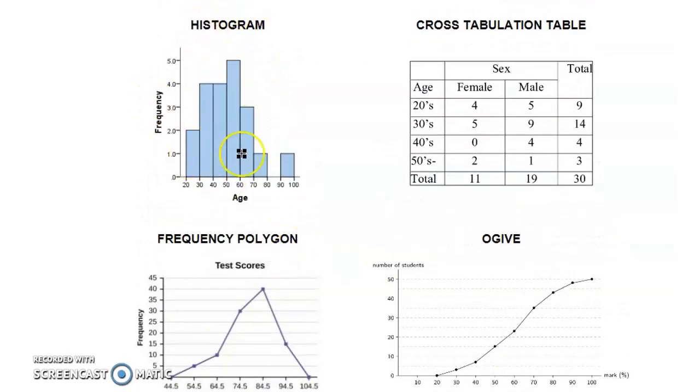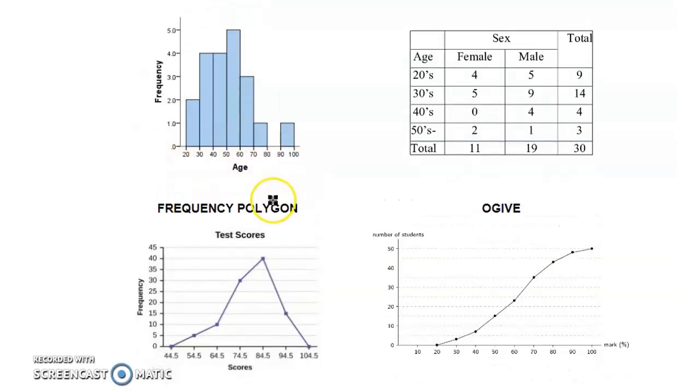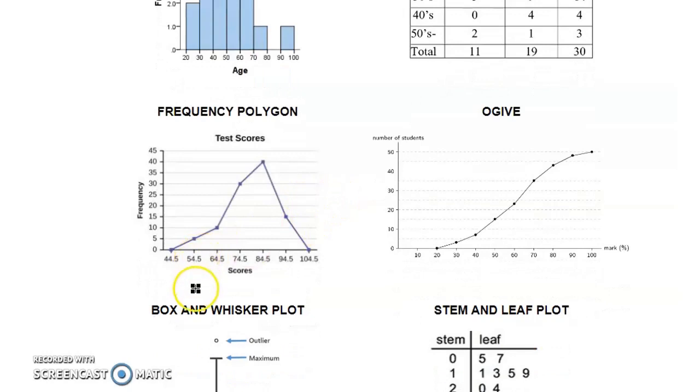Okay, before that, histogram, we use class boundary. After this, I explain what is meant by class boundary. Frequency polygon, we also use class boundary. Later on I show you how to construct a frequency polygon. This is how a frequency polygon looks like. It resembles a polygon here.